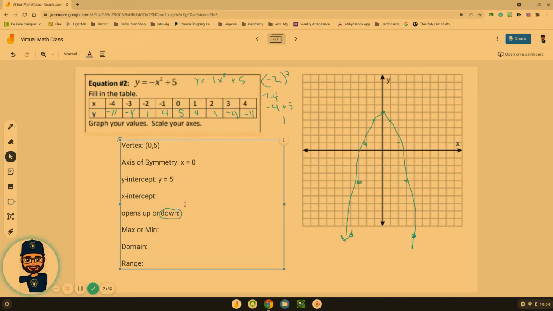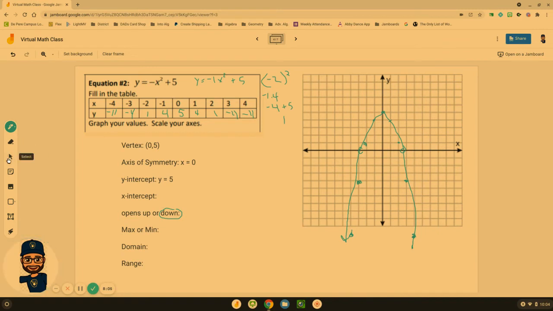What's the y-intercept? Where does this touch the y? y equals 5. What are the x-intercepts? Well, these ones are a little bit more challenging to find, right? They're just slightly more, and we don't know them because they're not exact points. So we're not going to put anything for x-intercepts on this one. We don't have exact answers. We would have to go to Desmos for that.